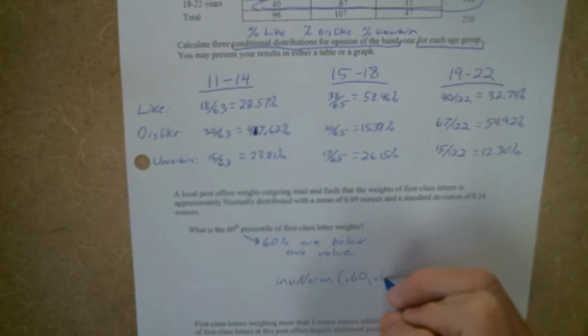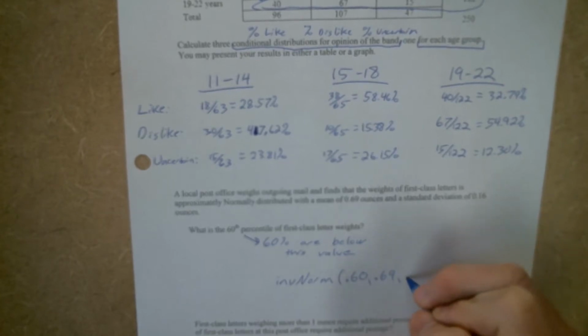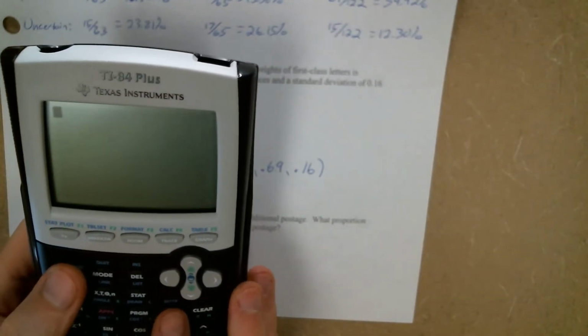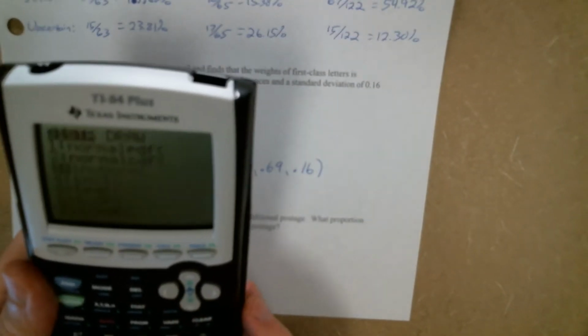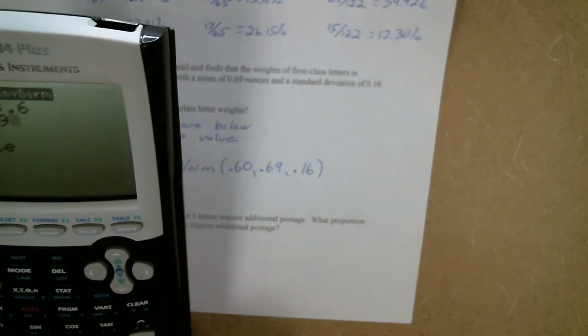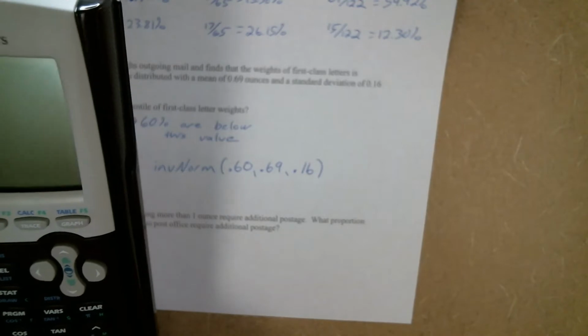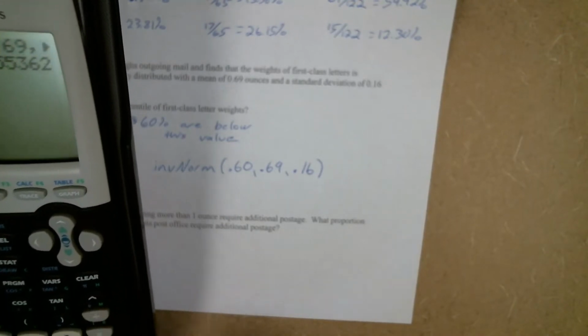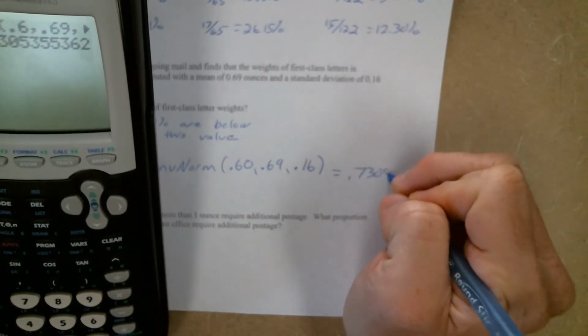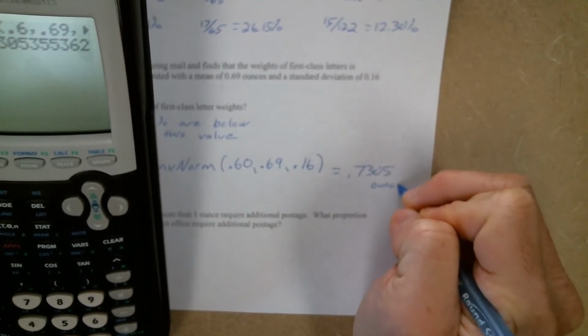and we're going to tell it that the mean is 0.69 and the standard deviation is 0.16. When you saw this problem earlier in the year, you had to do the z-score formula, but at this point in the course, you can just do it all on the calculator. So the 60th percentile when the mean is 0.69 and the standard deviation is 0.16, and you'll get an answer of 0.7305 ounces.